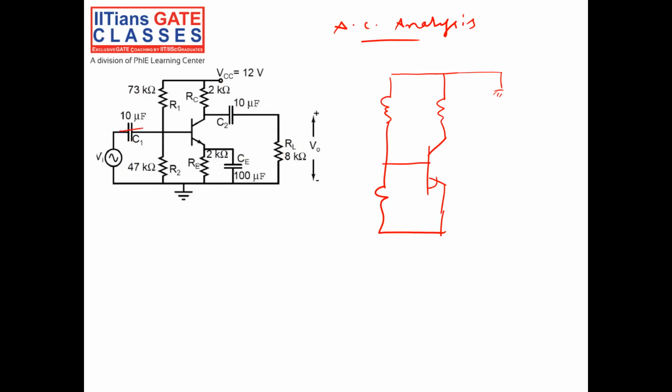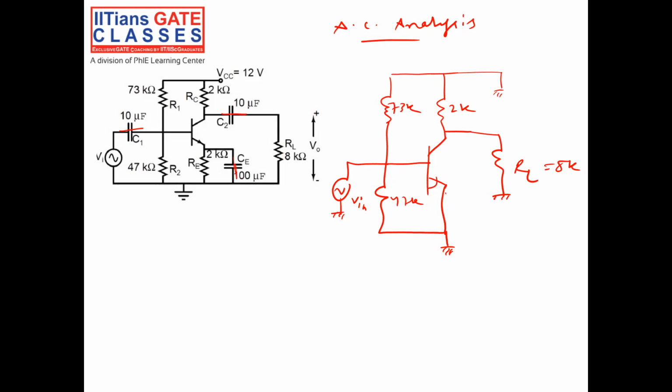See, this will be short circuit. That means Vin will be directly coming to my base to emitter. Since this is short circuited, this is ground. This is short circuited, this is ground, and this is also short circuited. So this will be like a short. This will be my RL. RL is 8K. This is 2K. This is ground. This is 73K. This is 47K. Now we don't need to draw anything.